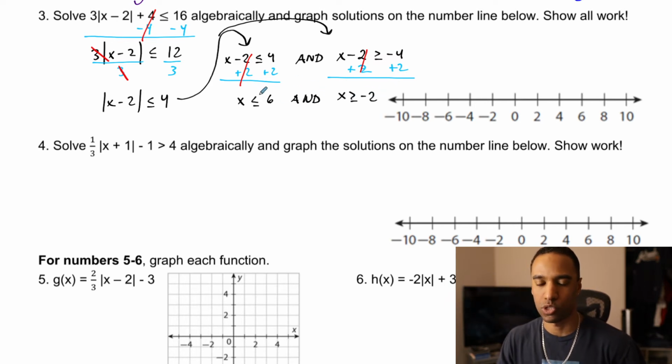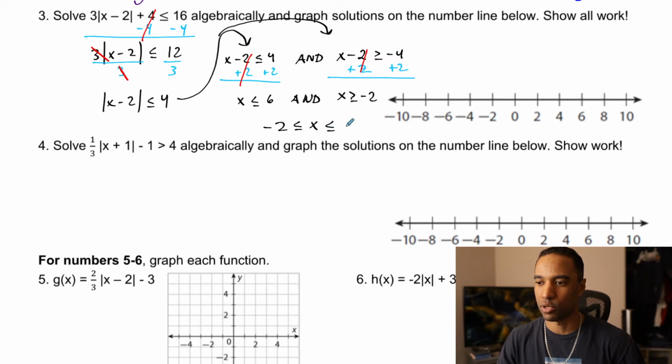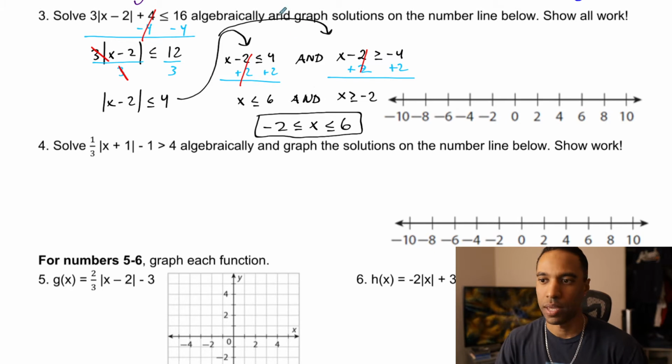Now the "and" is important because we have to stay within these sets here. Greater than a negative, less than a positive here. That makes sense. You could also write it as negative 2 on the left here is less than or equal to x, is less than or equal to 6. That's another way of showing that compound inequality in a nice way.